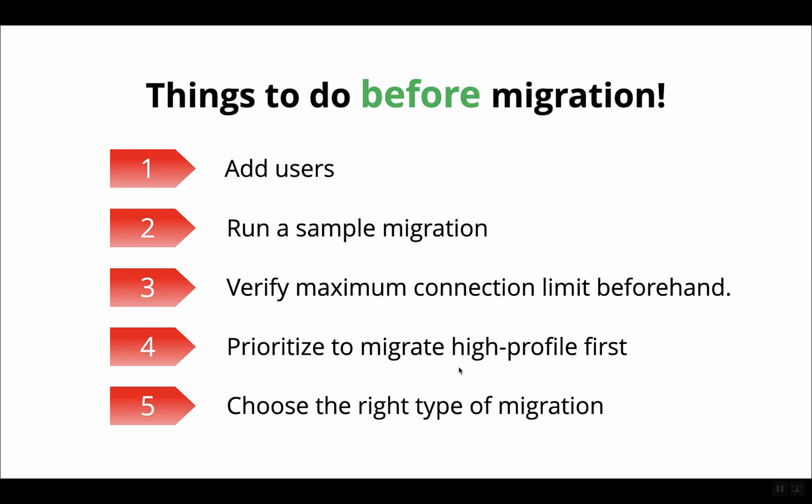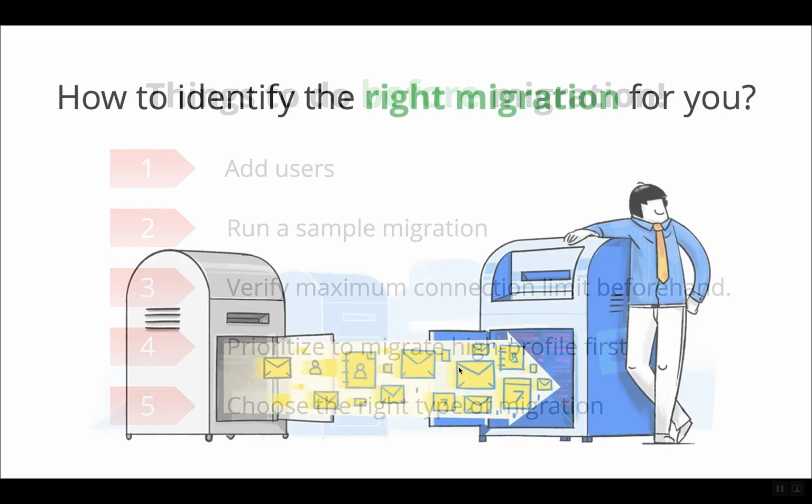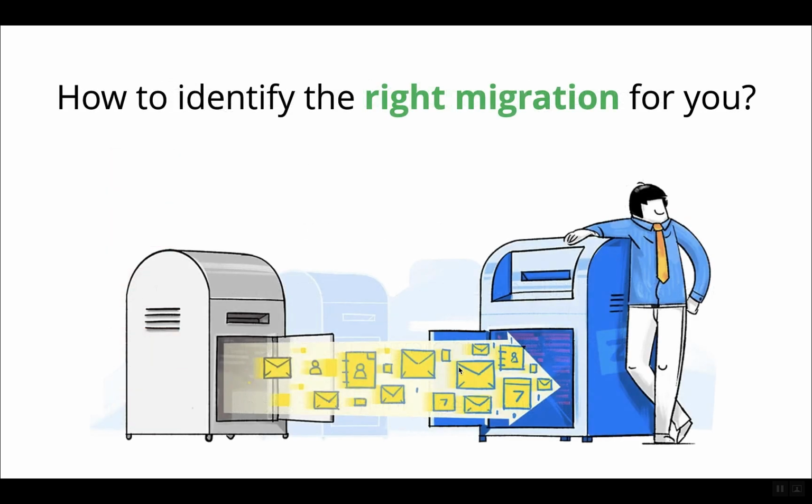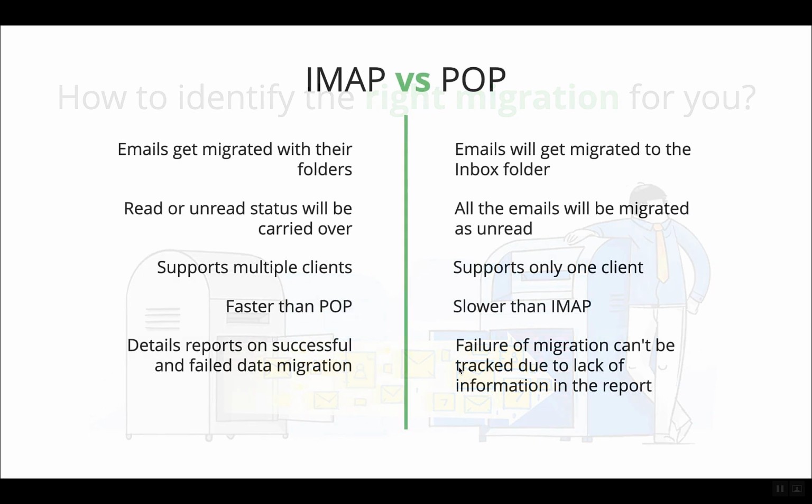Selecting the right type of migration is easy when you're choosing based on the application. For example, if you want to migrate data from Google Workspace, you can go with the G Suite option. But if your provider is not listed here, you can migrate your data using either the IMAP or POP protocol. While IMAP and POP both can migrate data, there are certain advantages if you use IMAP.